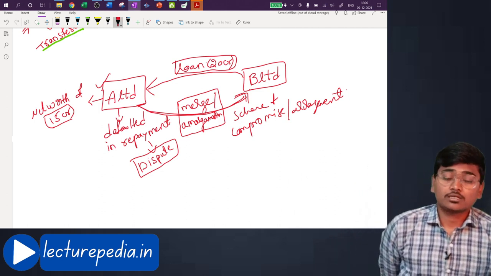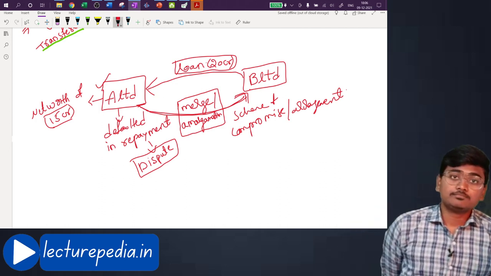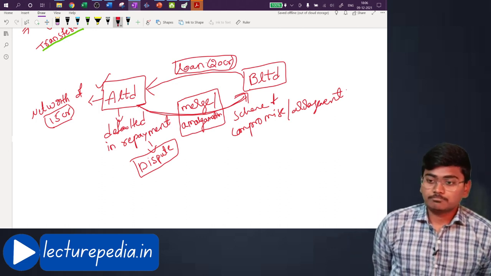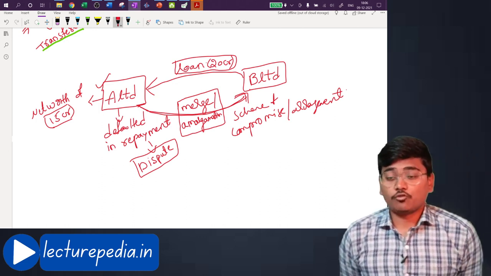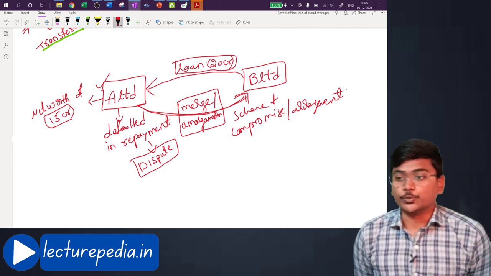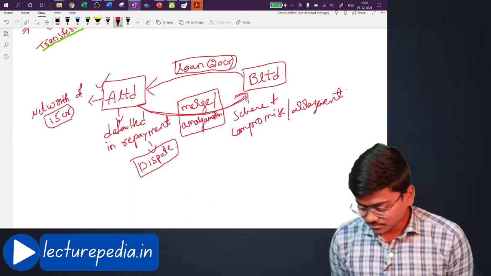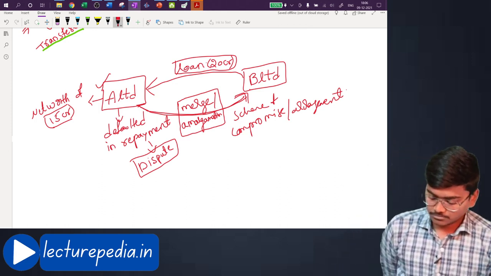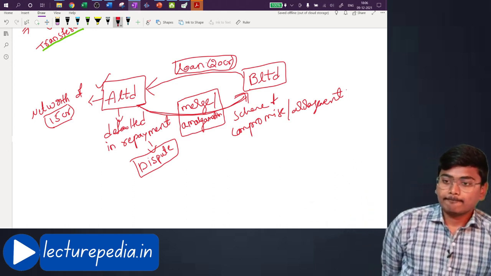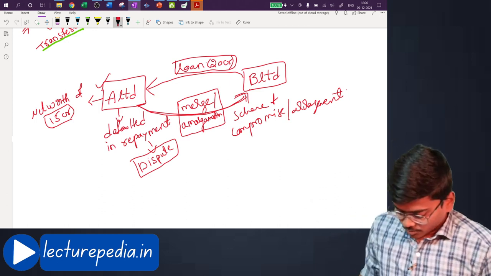In this way, even merger or amalgamation can be considered as scheme of compromise or arrangement. Therefore, it has to follow section 230 along with section 232. Okay, hope you noted down. We'll move into the concept.